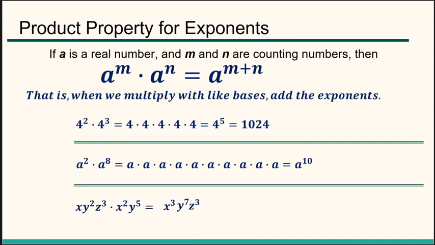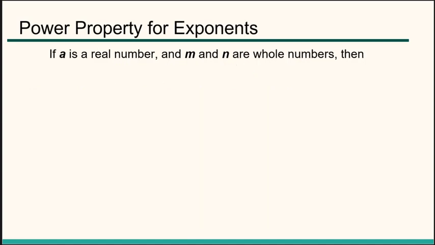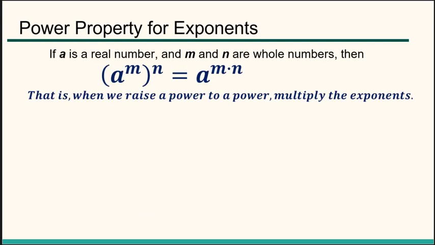Now he's done. So let's look at the power property for exponents. Now if a is a real number and m and n are whole numbers, and we have something like a to the m all raised to the n, hey, that's a power raised to a power. That is pretty powerful. That's a to the m times n. That is, when we raise a power to a power, multiply the exponents. So let's look at this. If I have 4 squared all raised to the third, that means there's 3 of those 4 squared guys. That's 4 squared times 4 squared times 4 squared.